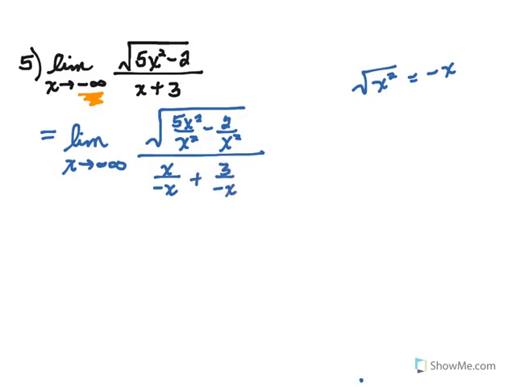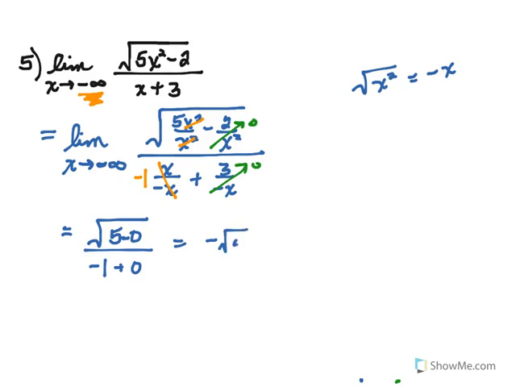Otherwise, let's just simplify where we can. So these cancel. That just leaves a 5. These cancel. So that leaves us with a negative 1. We do have some little fractions that are going to zero out. So let's see what we have remaining. Up in the numerator, we have square root of 5 minus 0. In the denominator, we have negative 1 plus 0. So that leaves us with a negative square root of 5.